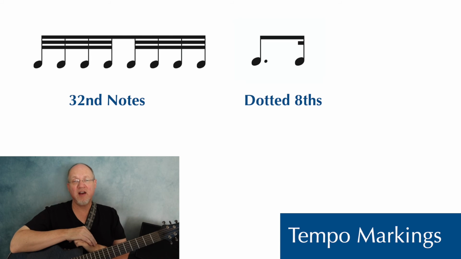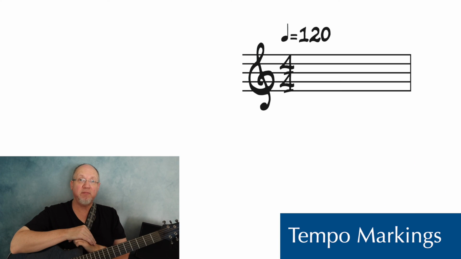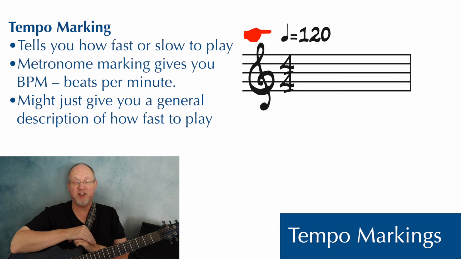We've covered quite a few rhythms already, and there's plenty more that we're just not going to get into right now. That will include things like 32nd notes, dotted eighths, and triplets, and you'll encounter these as you get further into your music. One thing I do want to talk about right now, though, is tempo markings. Usually at the beginning of your music, right above the time signature, you're going to see a tempo marking that tells you how fast or slowly to play your music.